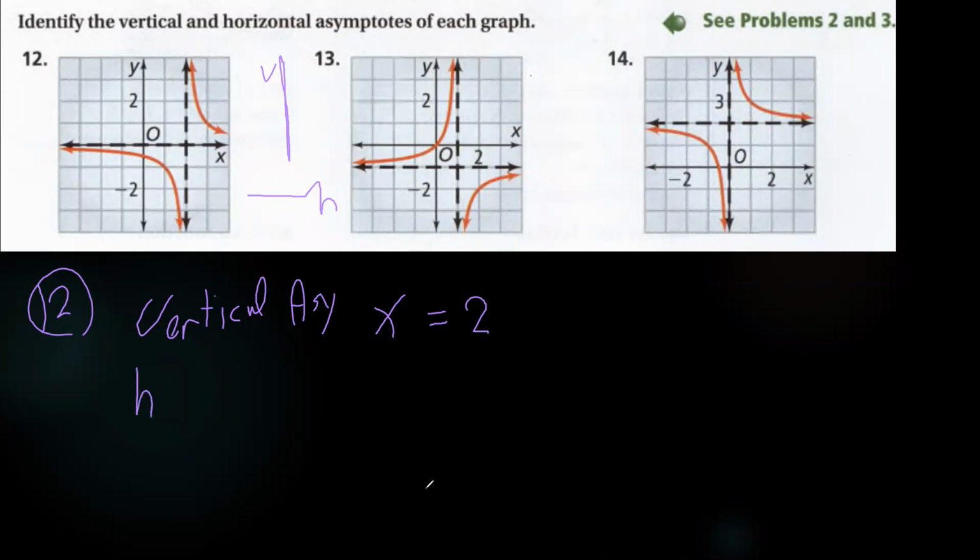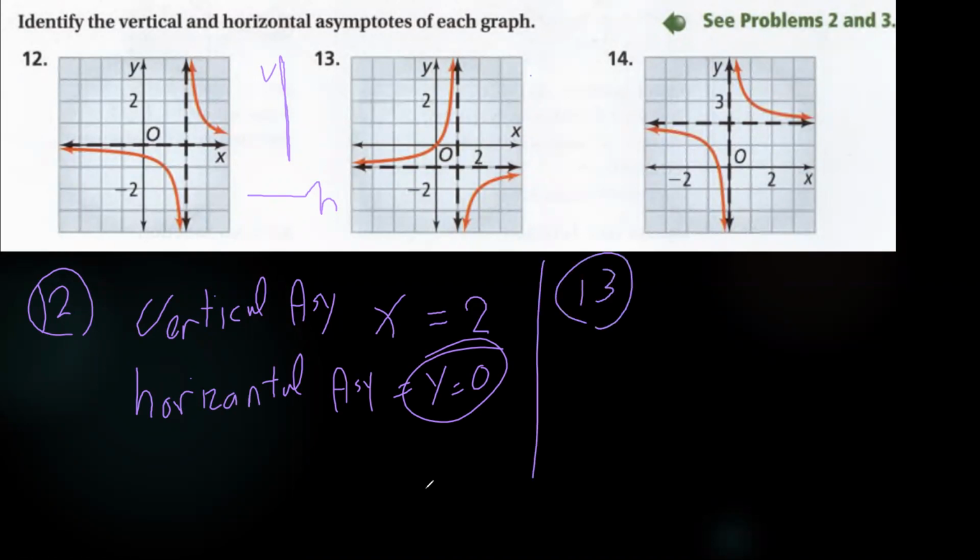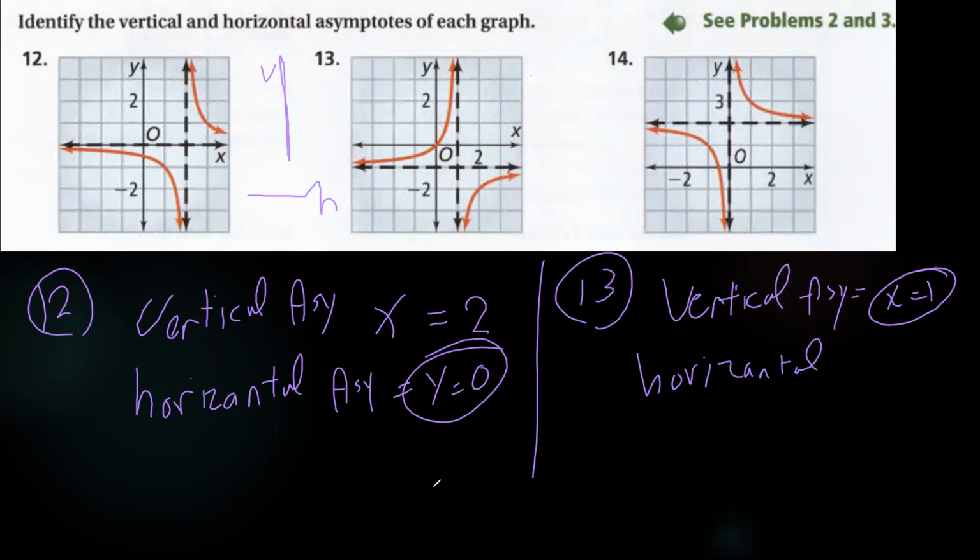Now where is the horizontal asymptote? At 0. Good job, at y equals 0. Why do I say y? Because the horizontal asymptote intersects the y-axis, so I will say y equals something. Now number 13: what is the vertical asymptote? At x equals 1. And the horizontal? -1. Thank you, at y equals -1.